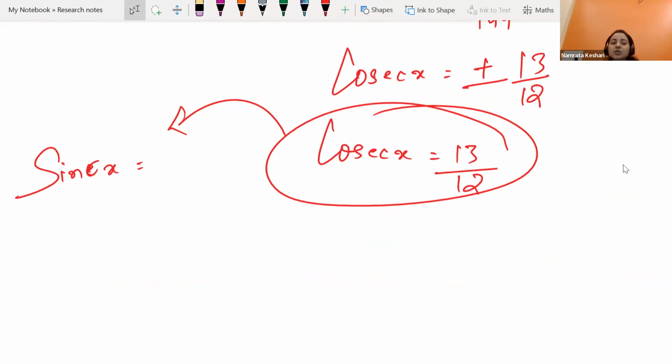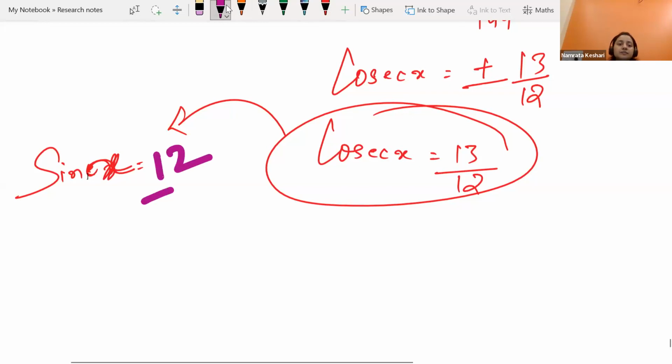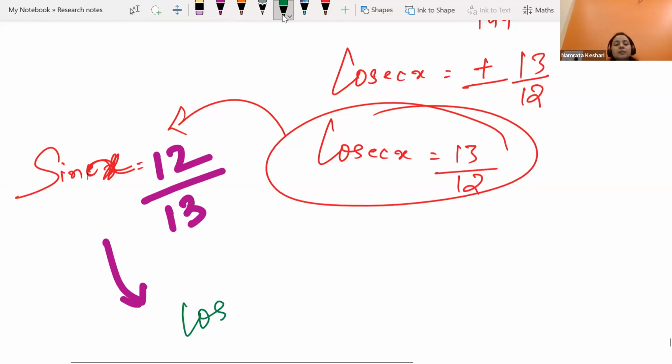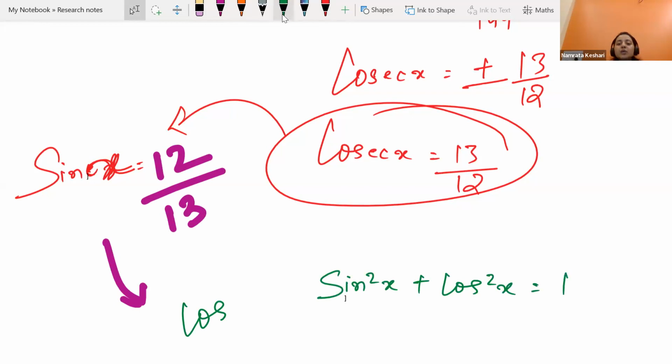What will be sine x now? It will be 12 by 13. If we know sine, then we can also find cos, right? By using which identity? By using this identity: sine square x plus cos square x is equal to 1. Sine square x will be 12 by 13 whole square.